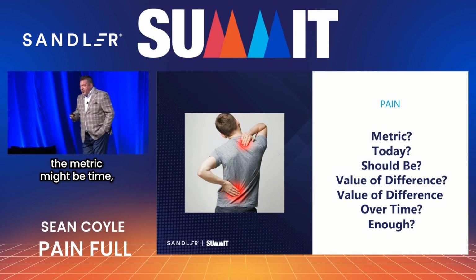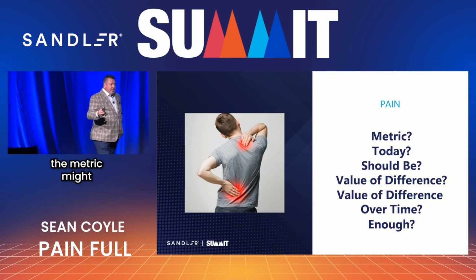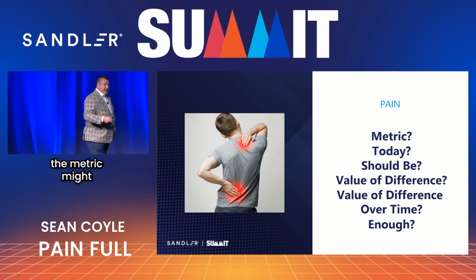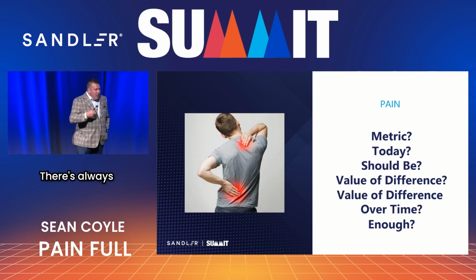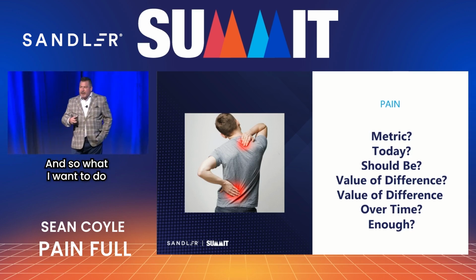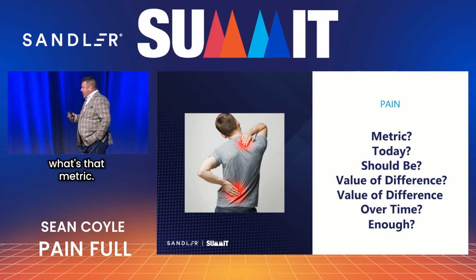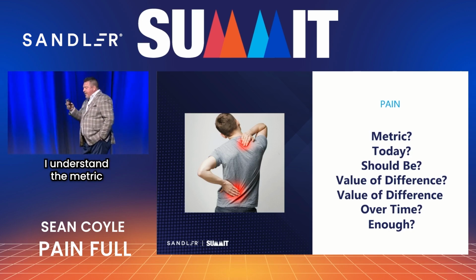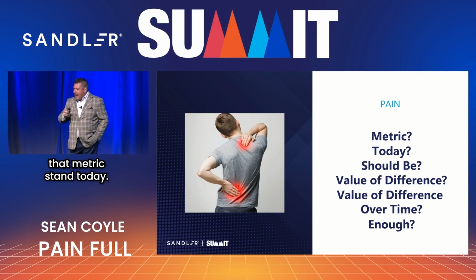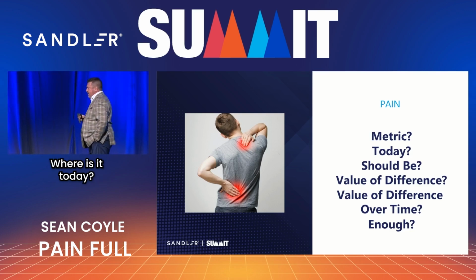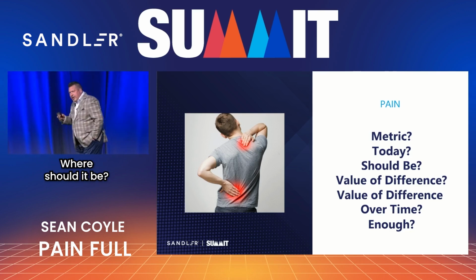Right? For some people, the metric might be time. The metric might be turnover. The metric might be revenue. The metric might be cost. Right? There's always going to be a metric. And so what I want to do is figure out what's that metric. And now that I understand the metric, I want to know where's that metric stand today? Where is it today? Where should it be?